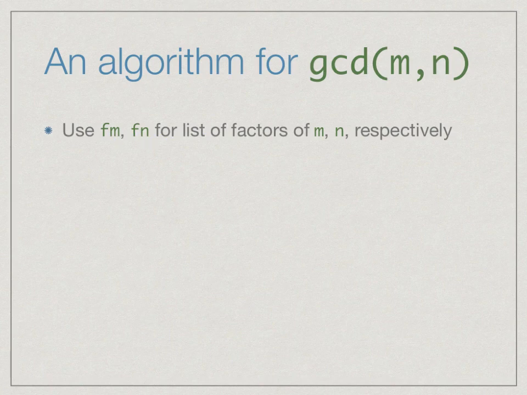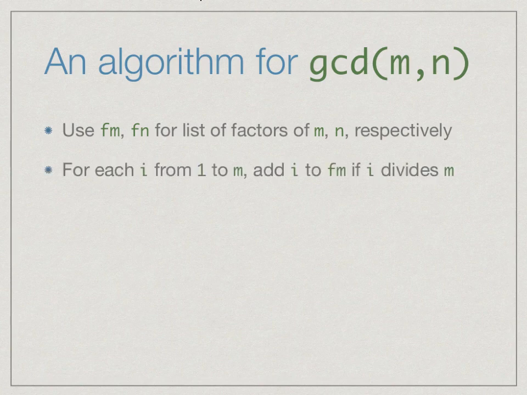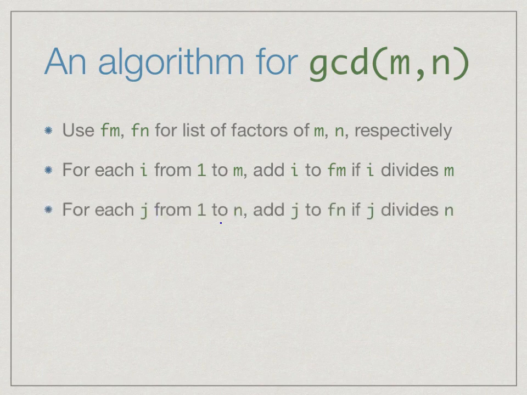So what we do is run through the numbers 1 to m. For each i in this list 1 to m, we check whether i divides m, whether m divided by i has remainder 0. And if so, we add it to the list factors of m, or Fm. Similarly, for each j from 1 to n, we check whether j divides n, and if so, we add it to the list Fn. Now we have two lists, Fm and Fn, which are the factors of m and the factors of n.